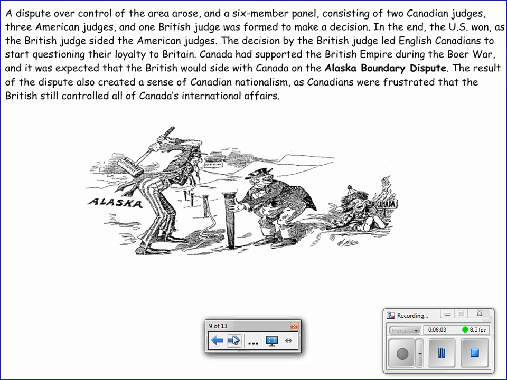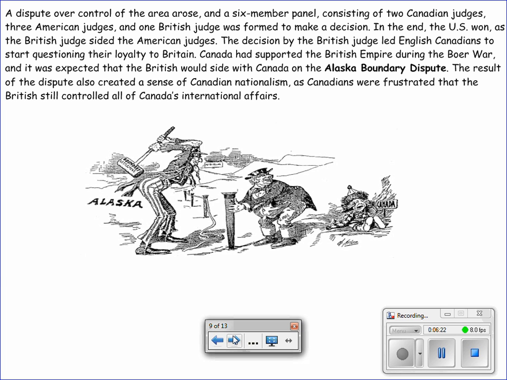A dispute over control of the area arose, and a six-member panel consisting of two Canadian judges, three American judges, and one British judge was formed to make a decision. In the end, the U.S. won, as the British judge sided with the American judges.